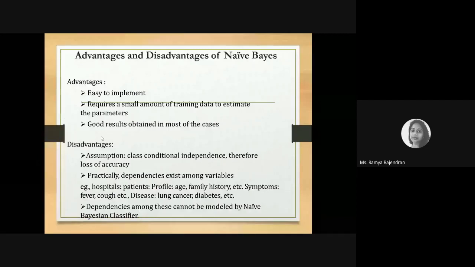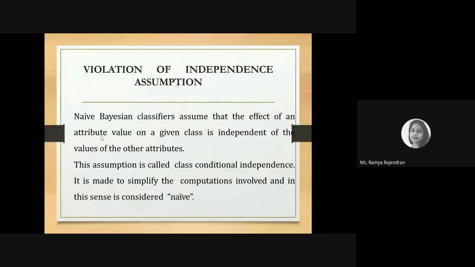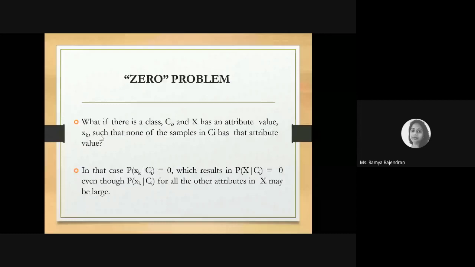So we have a few challenges here in naive Bayes. This class conditional independence is one of the challenges. Because of that, you will not be able to give good accuracy, but your calculations become very simple when compared to the rest of the algorithms. And the other problem we have is the zero problem.